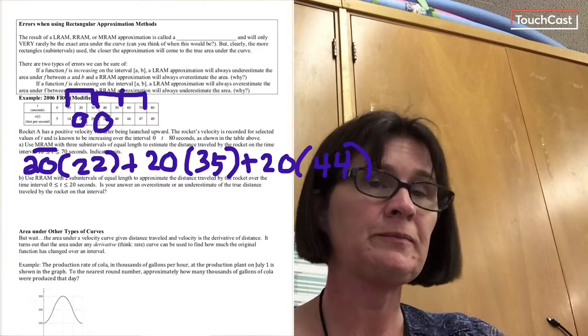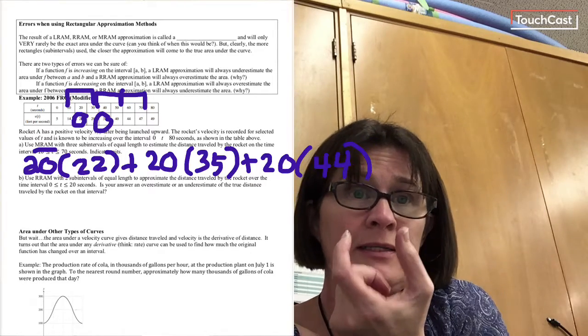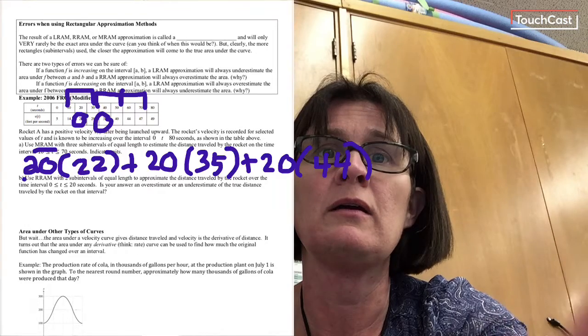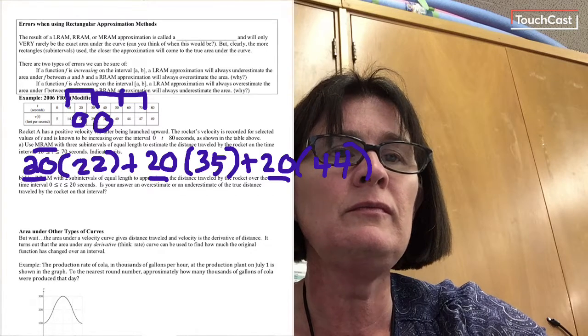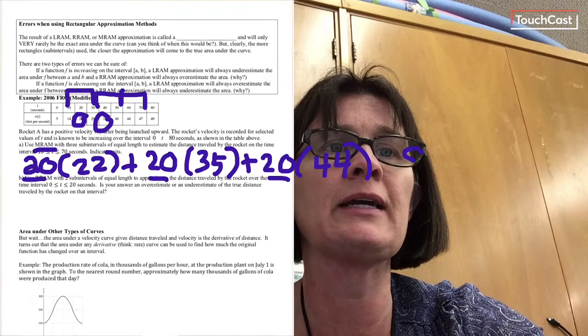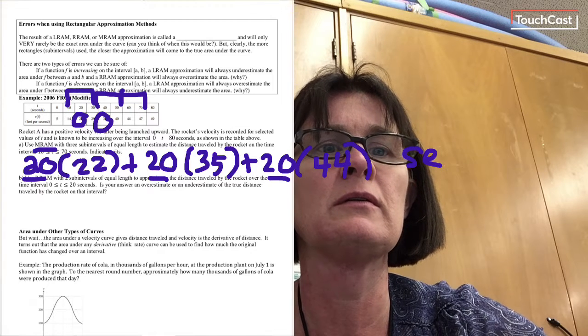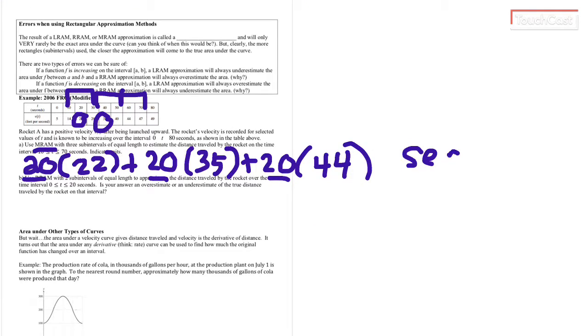Now I have to think about the units. Every time I was multiplying a distance across my rectangle, this 20, notice that 20 was the difference between these 2 time values. So my units are going to be the time units, which is seconds. Let me do this. Times the heights, I were using the 22, the 35, and the 44. They're all velocity values, and velocity is measured in feet per second. So it's going to be seconds times feet per second. And I suppose you could leave your answer like that, but we're going to class it up a little bit.